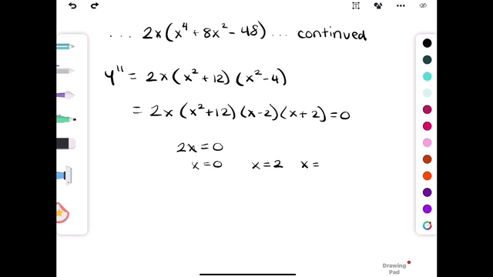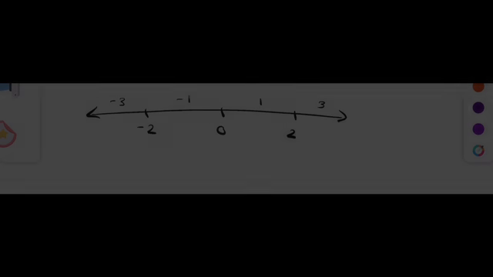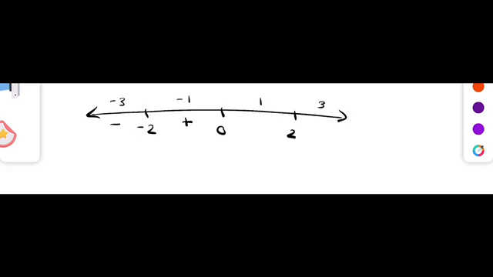So you're going to have 2x equals 0, which is 0, then x equals 2, and x equals negative 2. Just like we did with the first derivative, you're going to want to make another number line, putting negative 2, 0, and 2. You're then going to want to plug in the corresponding numbers above. Once you plug in these numbers, you will find out that the graph has a down, up pattern.